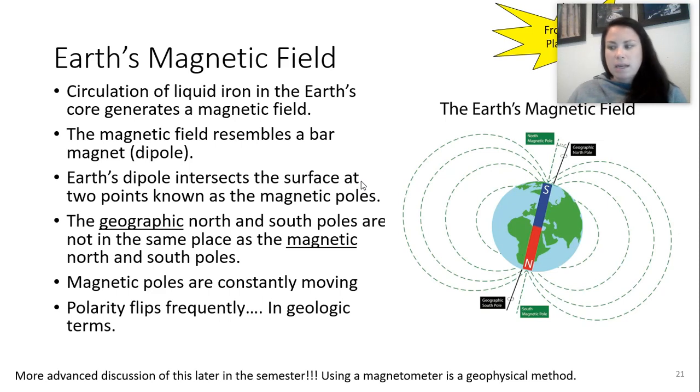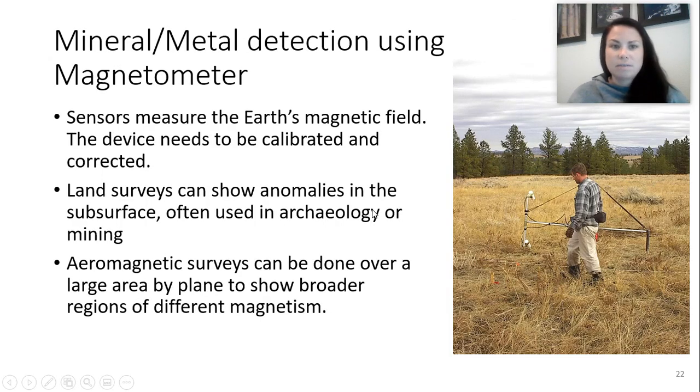Now, as the magnetic field changes and rotates and shifts and flips, that rock is going to have a different magnetic field than the rocks around it. We can measure that. We can see those anomalies. And that's mostly used for mineral or metal detection. And this is a tool called a magnetometer. You can see this guy here is holding a magnetometer over his shoulder. This is actually quite difficult field work because it's heavy.